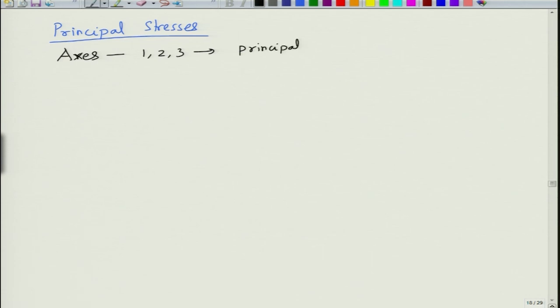Okay. So now let's move further and define some more things. So we define what we call principal stresses. Okay. So in principal stresses, generally, if you define axes as 1, 2 and 3, then these are called principal stress axes, and the principal stresses will be sigma 1, correspondingly, sigma 2, sigma 3. If 1, 2, 3 are principal stress axes, the stresses along these are called principal stresses.